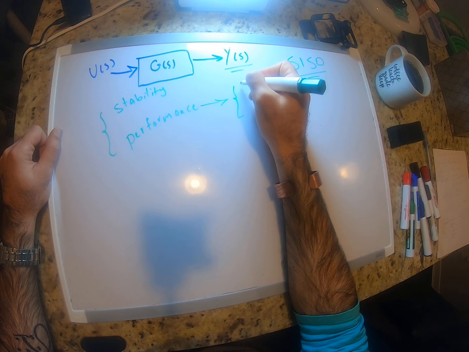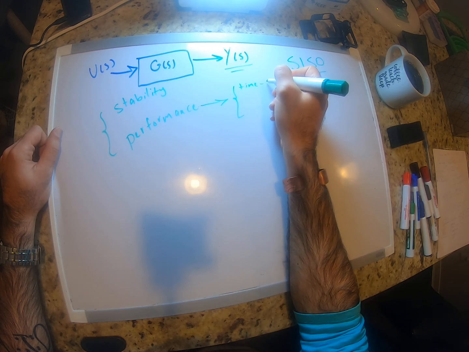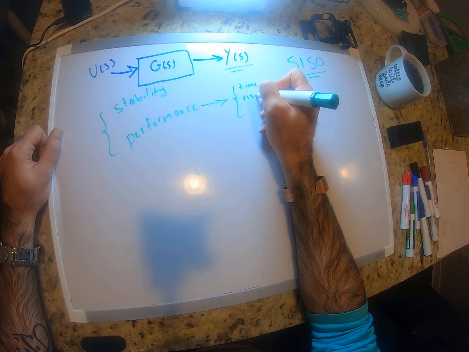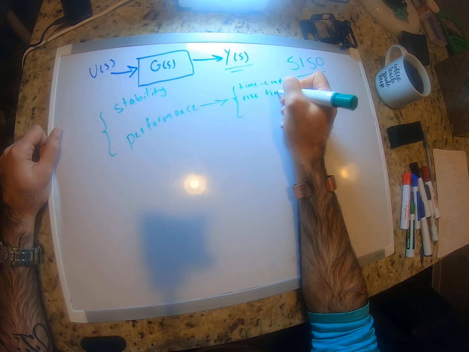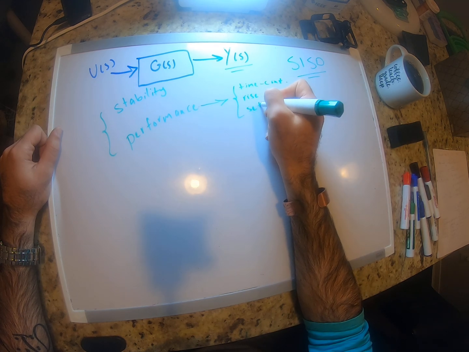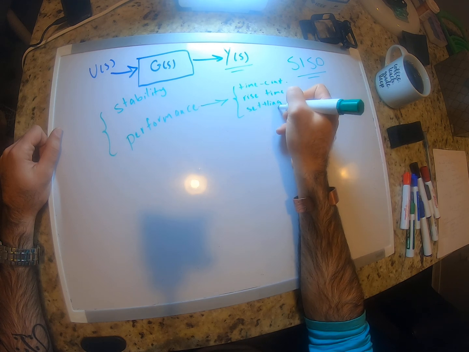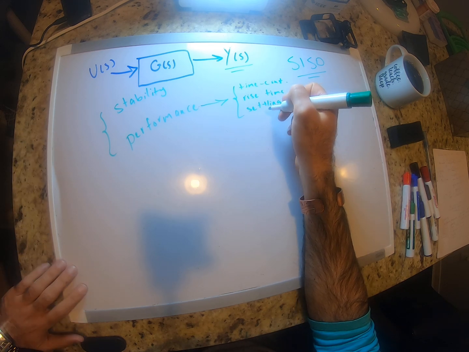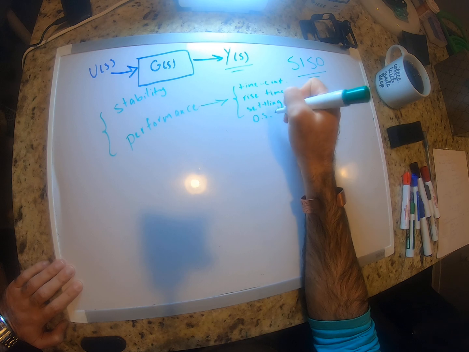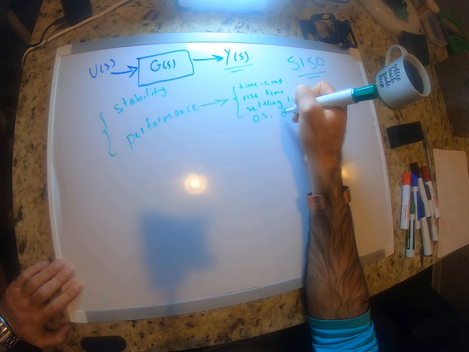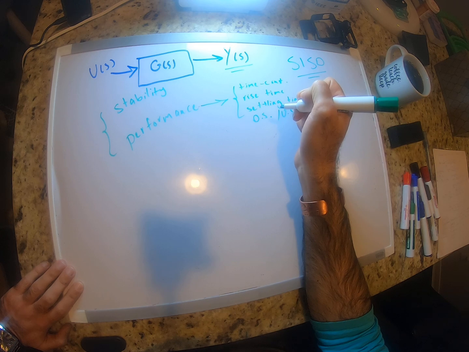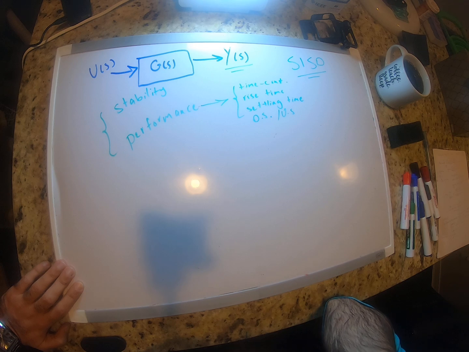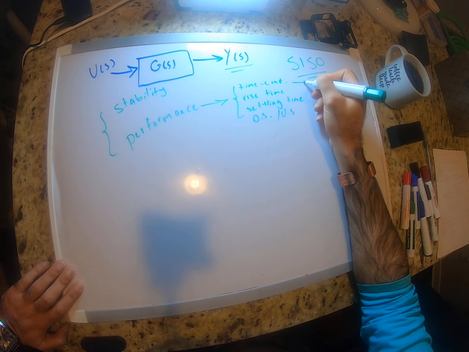I talk about what's the time constant, what's the rise time, what's the settling time, basically how fast or how slow our system is. Does it have any overshoot, any undershoot, and so on. So all of them are important for us. So these are the concepts that you've seen in your previous course.